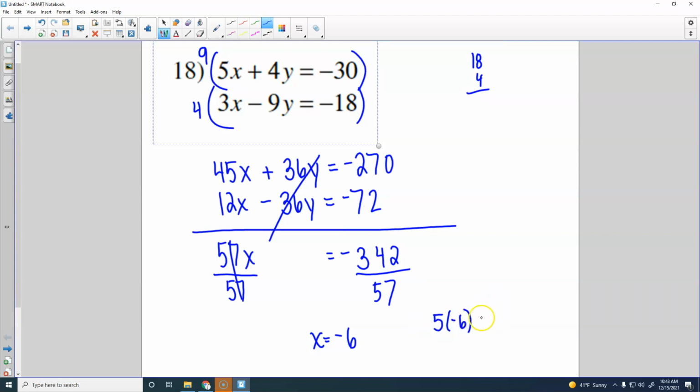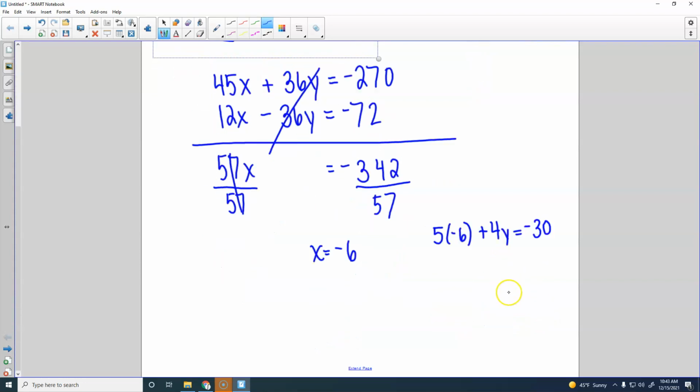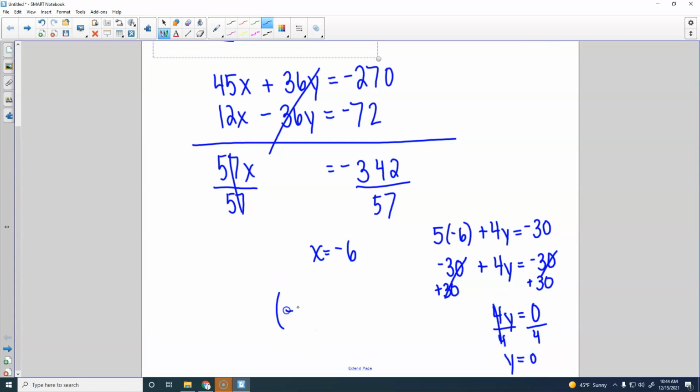Good. And then we'll have plus 4y equals negative 30. So this is going to be negative 30 plus 4y equals negative 30. I'll have to add 30 to both sides, which is actually going to cancel on both sides. So 4y is equal to what? 0. I'm going to divide by 4. And so y equals 0. So my coordinates are negative 6, 0.